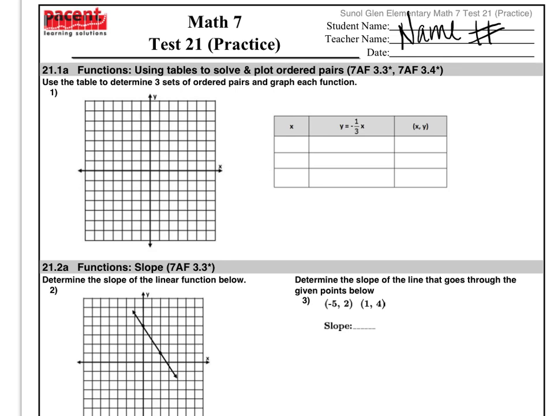Use the table to determine 3 sets of ordered pairs and graph the function. Well, you can see that you have a chart. It looks just a little bit different than the charts that we've been working with, but it works the same way. So let me show you how you use this chart. So you're going to choose your point that you want to plug in for x to get your value for y. And you can put those here in this column.